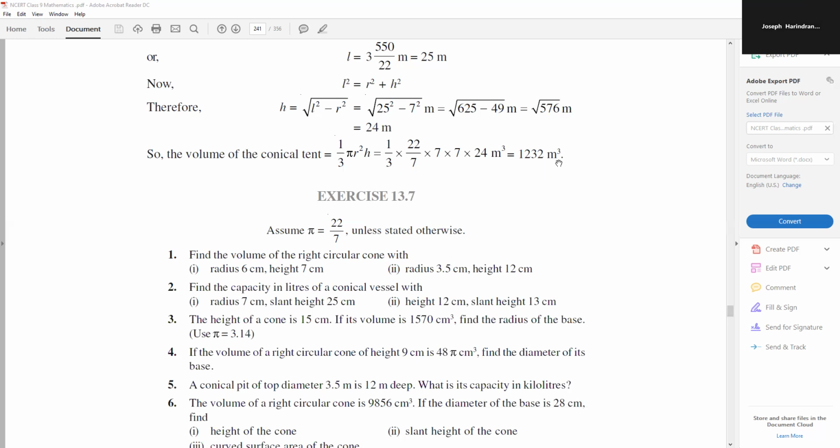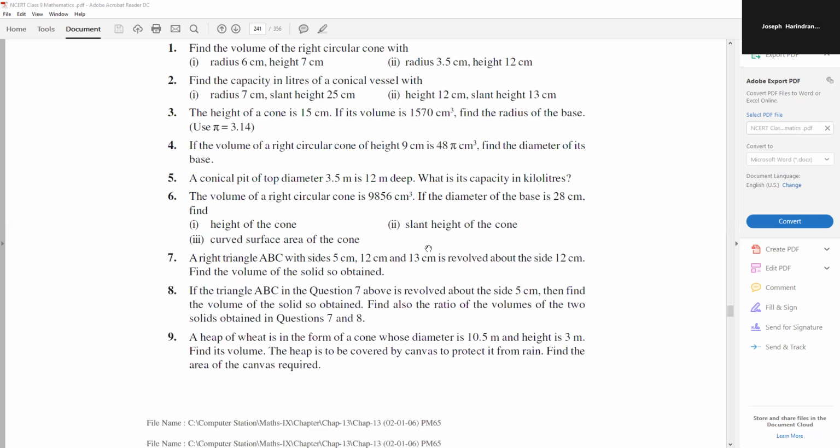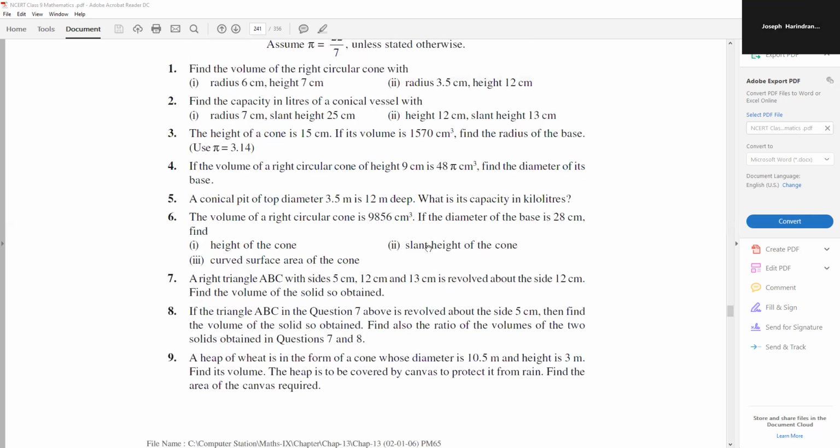The unit of volume is cubic meter or meter cube, or cubic centimeter. Be careful with the units when you go through this exercise. There are 9 questions in this, and there are one or two twisted questions. You can just try them out. If any doubt questions are there, please mention the exercise number and question number in the comment box, so that we could discuss that in our online live sessions.